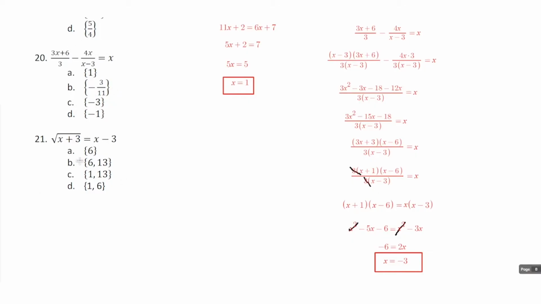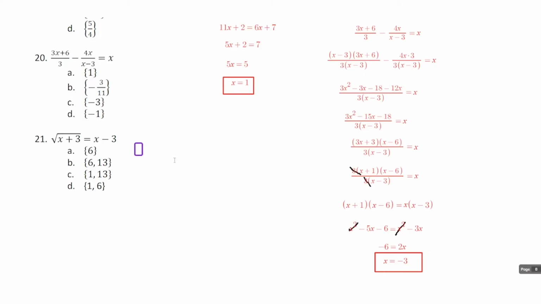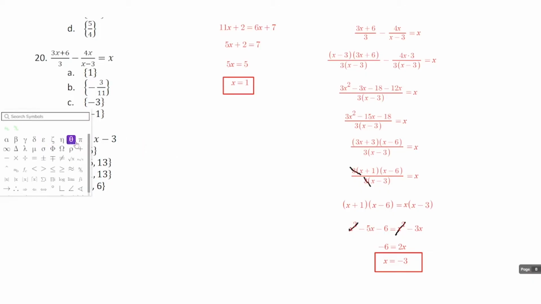Number 21 is also a solve for x kind of problem. And so just to showcase that strategy here, I'll do what I was talking about for number 20 and just plug in the answer choices and see which one works. So for this one, I'm going to start by trying to plug in 6.